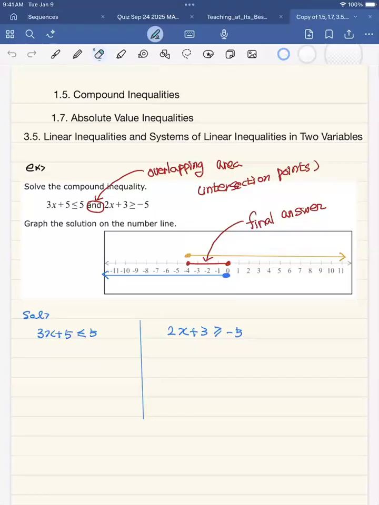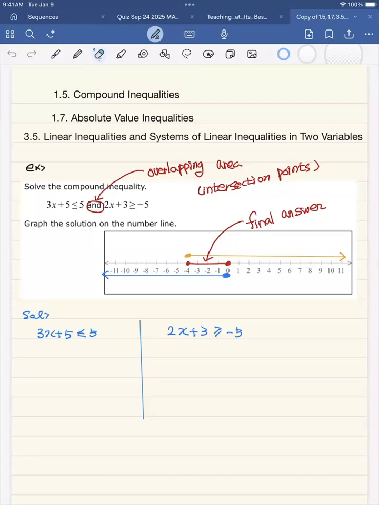We want to learn about a variety of inequalities. The first problem is solving compound inequalities. We have 3x plus 5 is less than or equal to 5, and 2x plus 3 is greater than or equal to negative 5. To solve this type of compound inequality, we have to solve the two inequalities and then combine them.